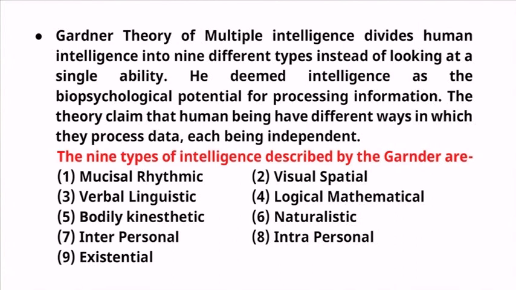Gardner's theory of multiple intelligences divides human intelligence into nine different types instead of looking at a single ability. He deemed intelligence as the biopsychological potential for processing information. The theory claimed that human beings have different ways in which they process data, each being independent.